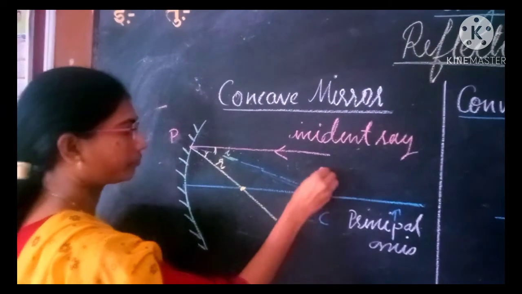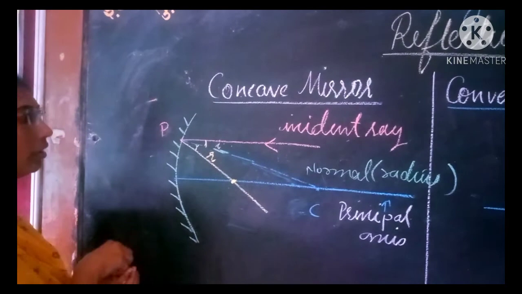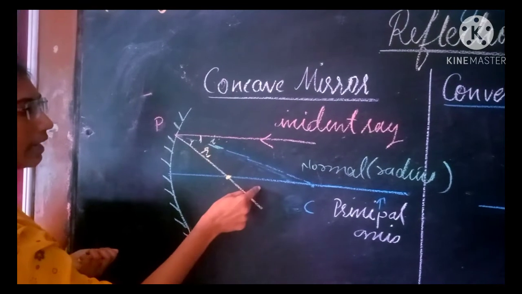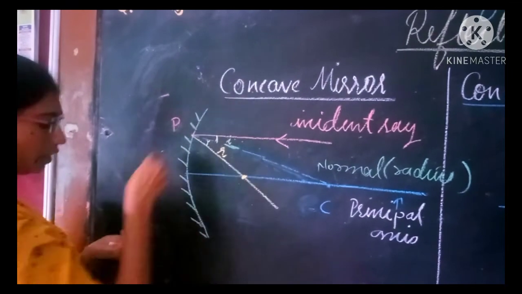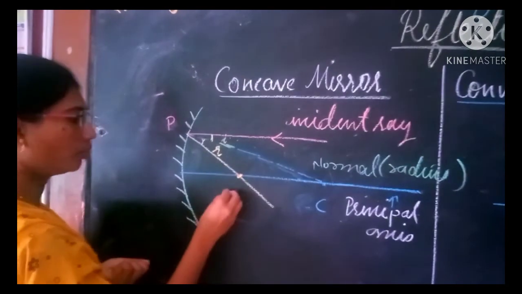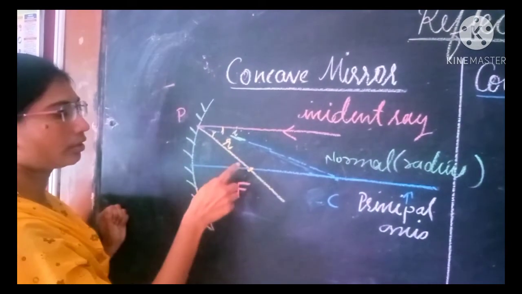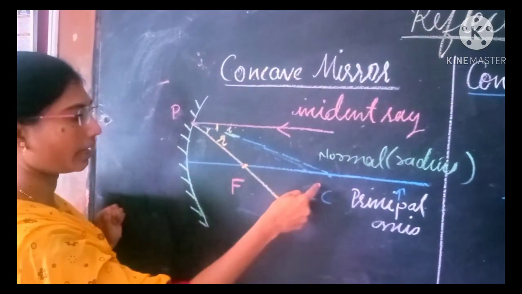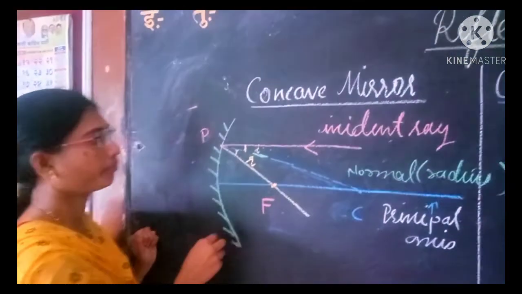This normal is actually the radius of curvature passing through the center. So in this way, the incident ray which is parallel to the principal axis gets reflected in this direction, through the concave mirror, and this point is known as the focus or focal point, or we can say the point at which the reflected ray and the principal axis intersect. That point is known as a focus or focal point.